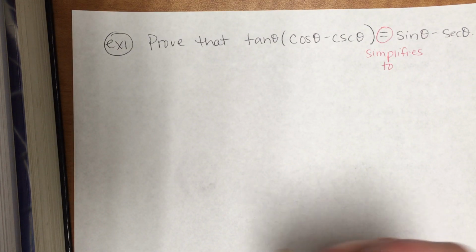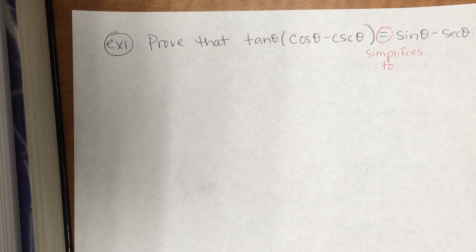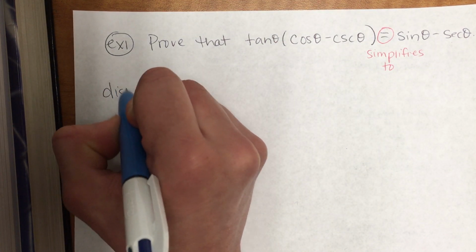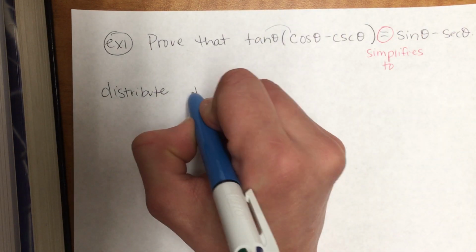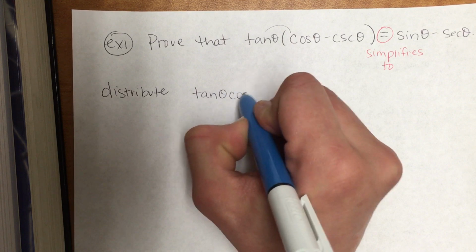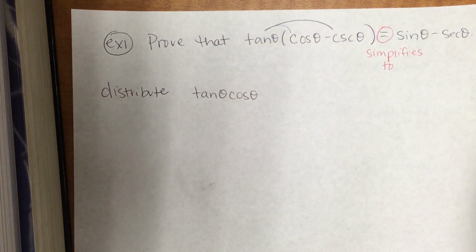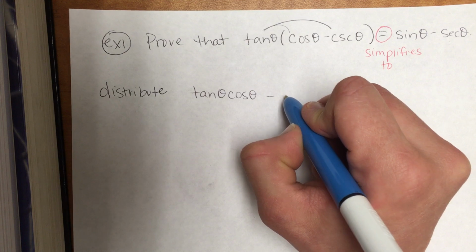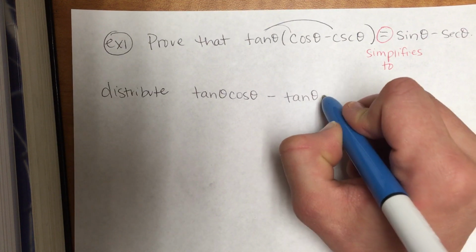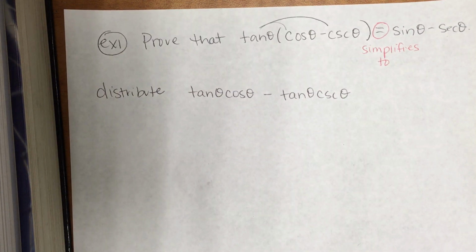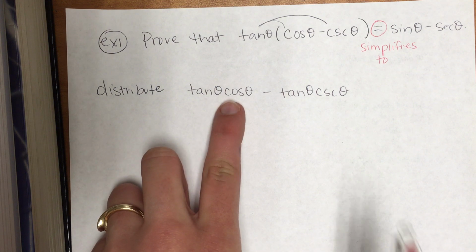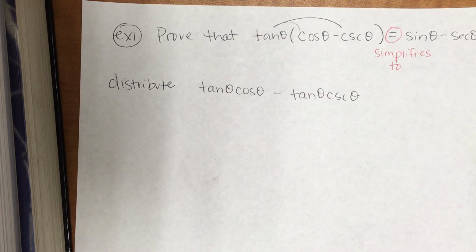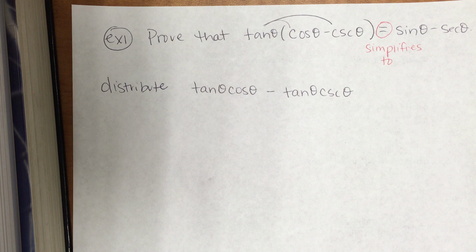This doesn't have to be your first step, but for me, it helps if I distribute and combine like terms. So for proofs, make sure you write some kind of words, and then I'm going to distribute: tan theta times cosine theta is tan theta cosine theta, and tan theta times negative cosecant theta is negative tan theta cosecant theta. The point of distributing is so that hopefully you have like terms that you can combine, but in this case, these aren't like terms. This one's got a cosine and this one's got a cosecant, so it's not very helpful.